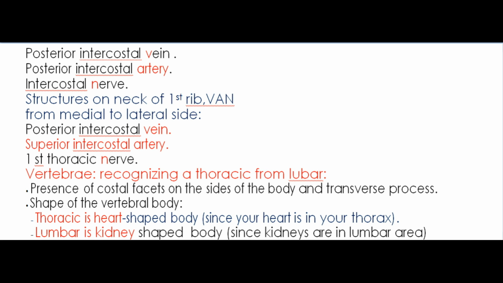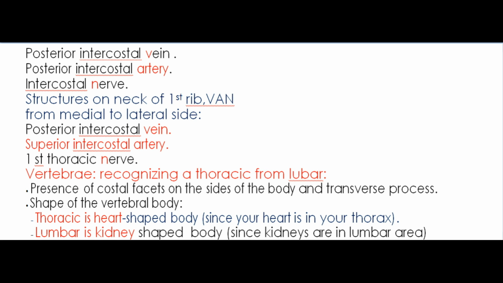Posterior intercostal vein, posterior intercostal artery, intercostal nerve. Structures on the neck of the first rib, VAN, from medial to lateral side: posterior intercostal vein, superior intercostal artery, first thoracic nerve.